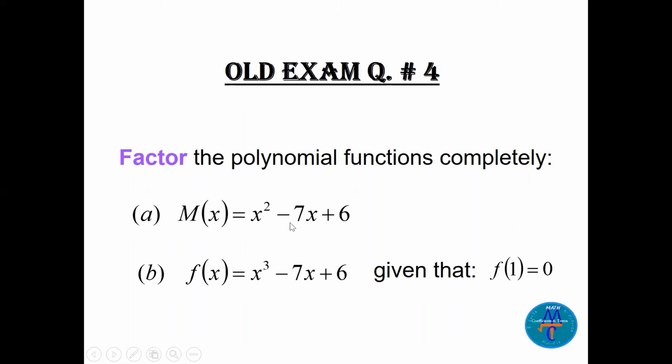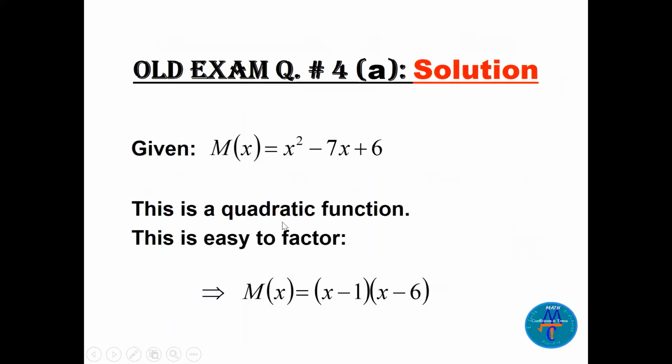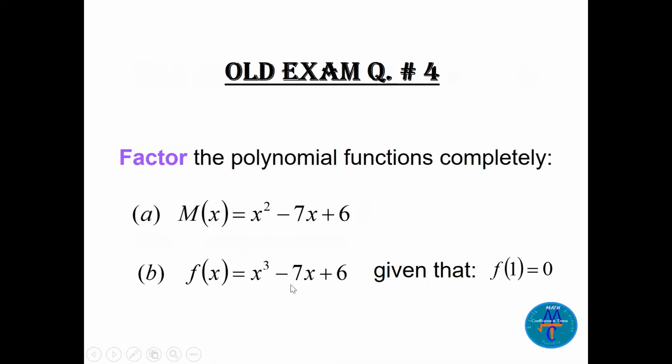So easy. Quadratic. See, this is the answer I'll show it to you. Quadratic function, easy to factor. The sum is minus 7, the product is 6. So easy to factor, x minus 1, x minus 6, easy. Now the second one, we have a cube. We cannot factor this easily, but I gave you a condition, f of 1 is equal to 0.